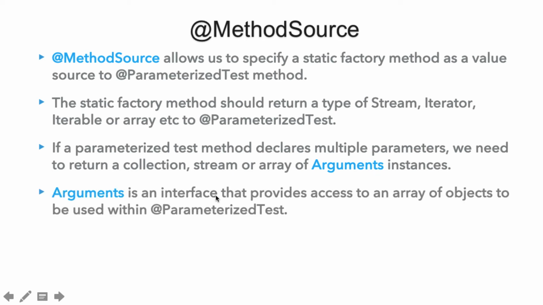Here, Arguments is an interface that provides access to an array of objects that we can pass to our @ParameterizedTest. Using this Arguments interface, we can provide multiple values to our @ParameterizedTest, because it's an interface which simply takes those different values in the form of an array of objects.